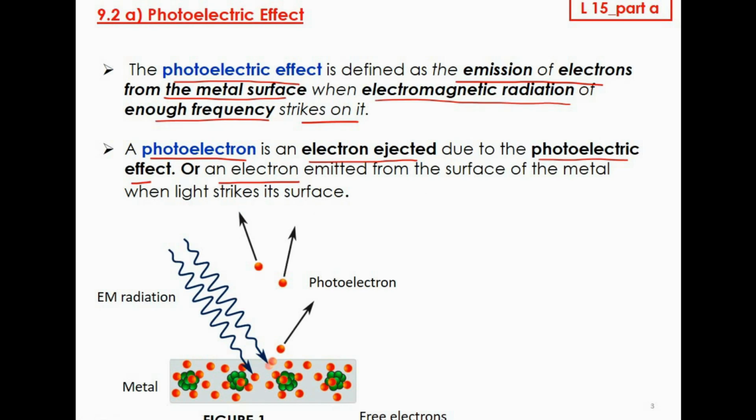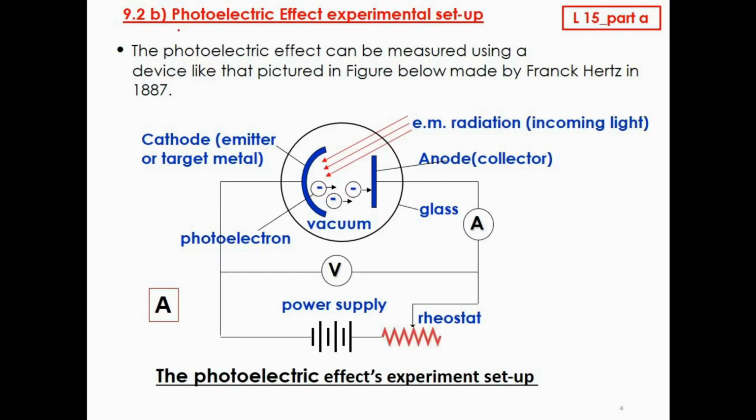Look at figure 1. This is a metal surface. All these red spheres represent free electrons, while the groups of green spheres here are nucleus. When electromagnetic radiation with enough frequency strikes the surface of the metal, electrons are emitted. The electrons emitted here are called photoelectrons, and the phenomenon of emission of electrons in this manner is called photoelectric effects.